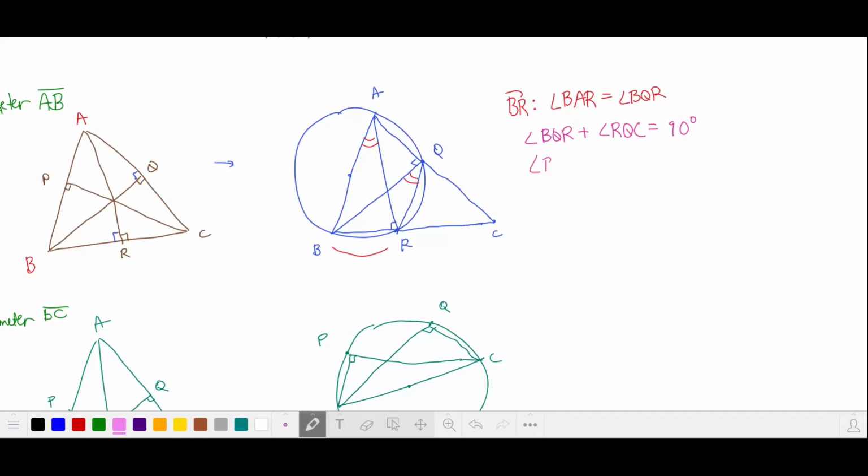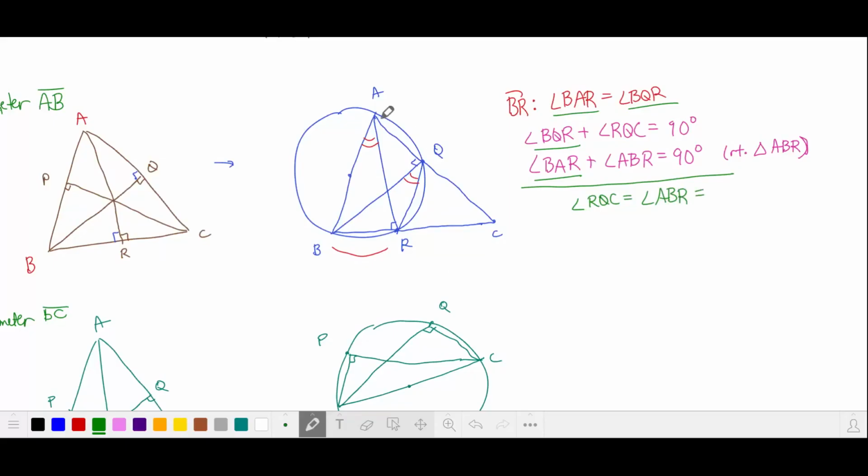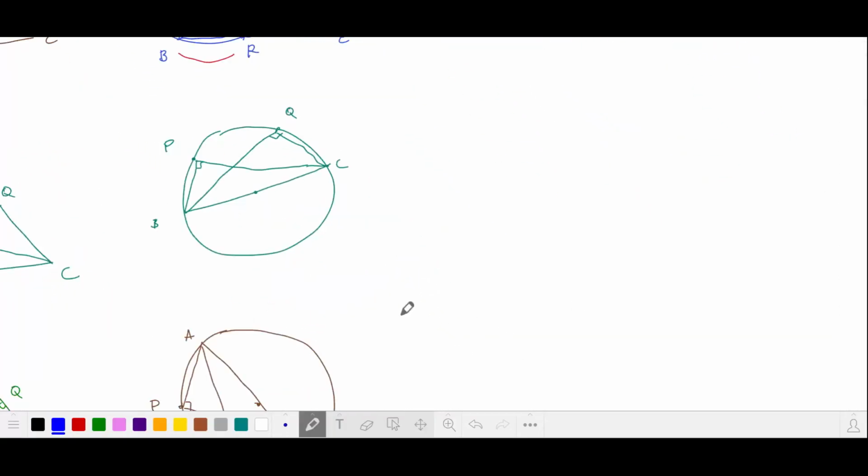Now angle BAR and ABR also add up to 90 degrees. This is because they are both the acute angles of right triangle ABR. Since BAR is the same as BQR in both of these sums, we have that angle RQC is the same as ABR. And in the context of our whole triangle, that's the same as angle ABC. Now we'll repeat this 2 more times with our other circles.